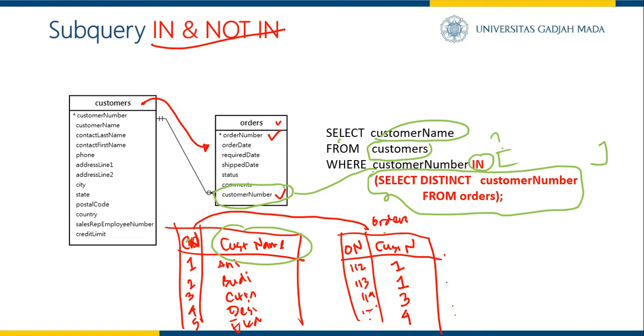Okay, let's take a look at our subquery. We select and test the customer numbers. So I'm going to select and test this customer number.